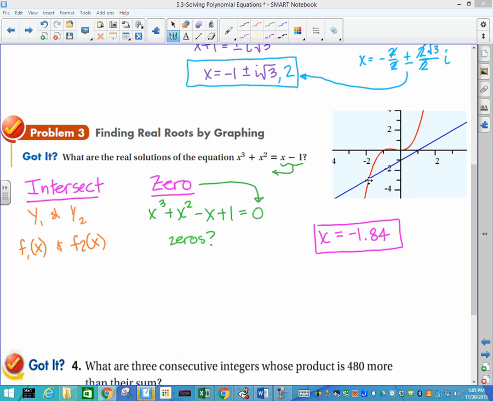And so it's hard to find that point of intersection. But if you do the zero method and you don't see it in your window, then you know that you only need to change your x-axis so that you can actually see the zeros in the window. But let's go do it this way.